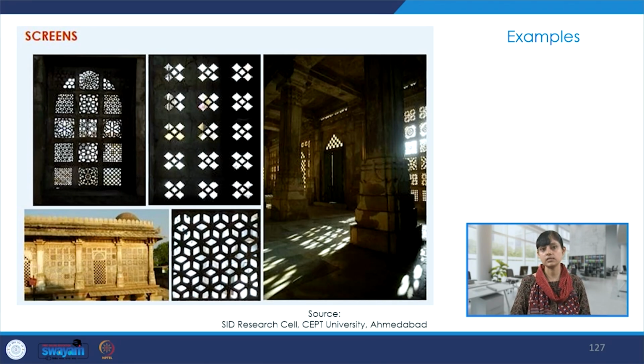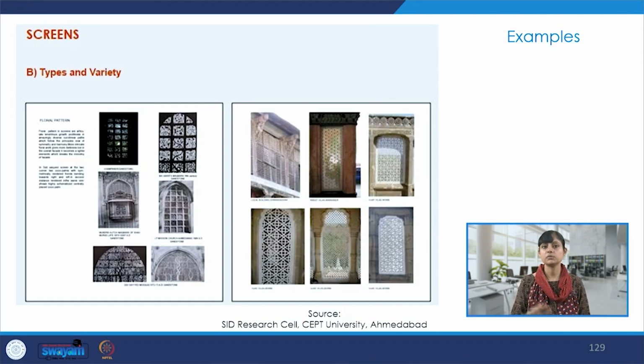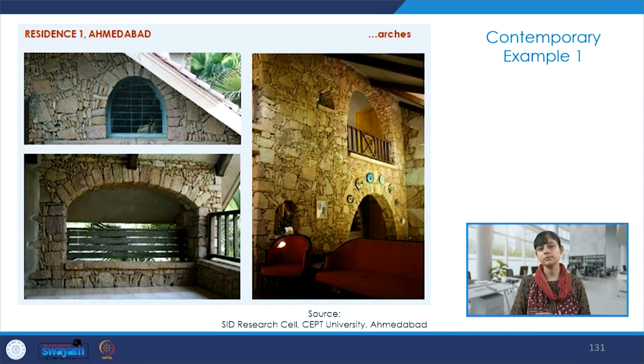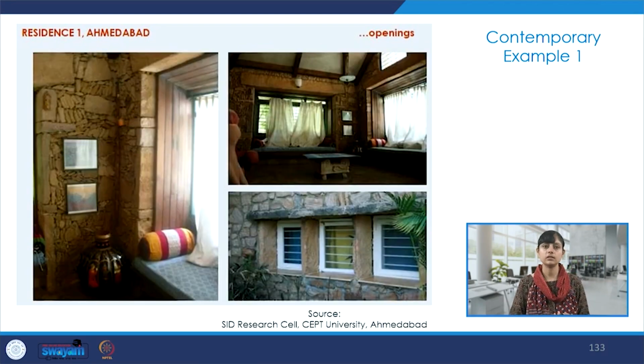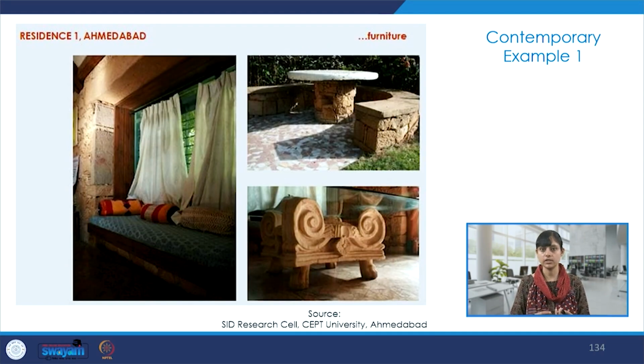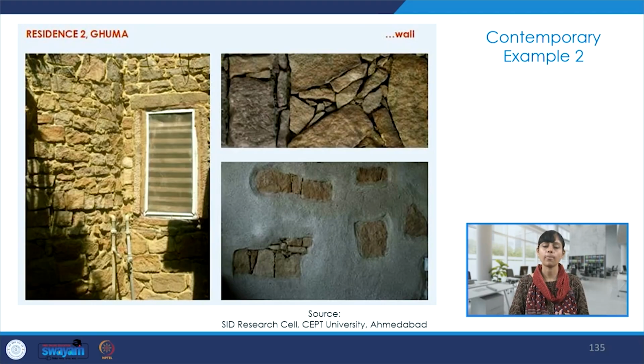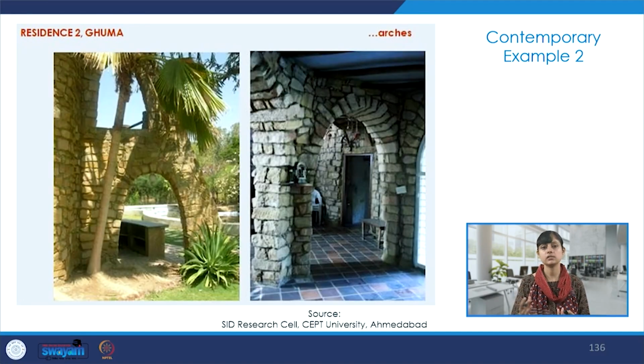Some openings at the domestic level, different kinds of screens and jalis, and again their types, varieties, and how they were constructed and what function did they achieve. And then there are some contemporary examples such as this residence from Ahmedabad. And here also we see space-making elements but in a different design vocabulary, different joinery details, different material palette, different kind of structural systems. Size of the openings is different, thickness is different, forms are quite different, material palette is very different.